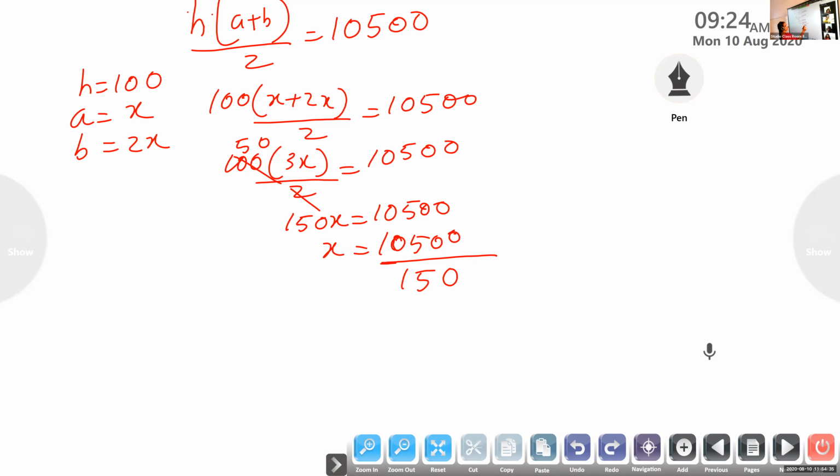Zero we can cancel. So 1050 by 50. Find. Very important question. Note it down and write and study today itself. Okay. Find the value of x.